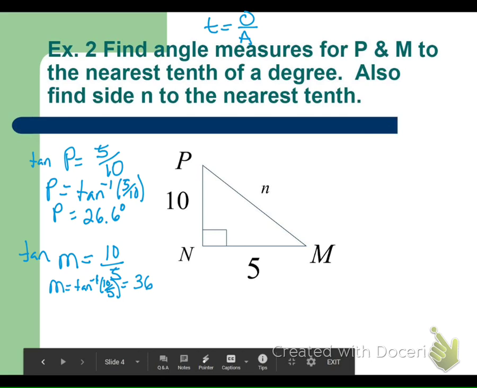63.4. And we can eyeball this and see that these two numbers are going to add up to 90, which is how we know we did it correctly because they're complements. But the last part says finding the missing side length. How do we find a missing side length?